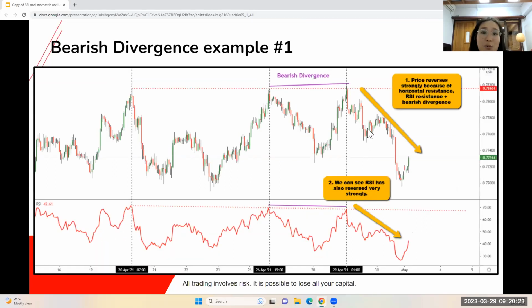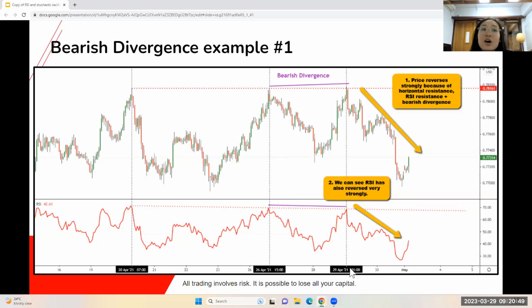Okay, so this is how price eventually played out. We can see because of the previous two swing highs and the reversals from this level, we predicted how RSI reversed very strongly off of the same level. And as a result, on our price chart as well, it also reversed off the same level at the same time.